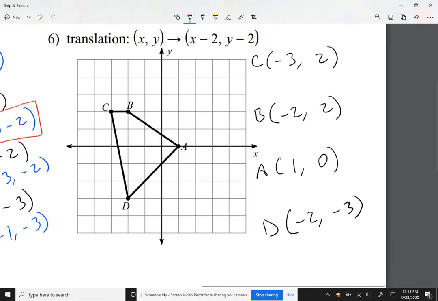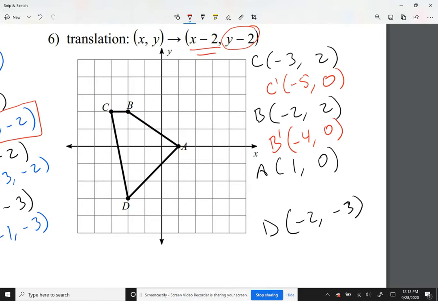And here it says x minus 2, so I'm going to subtract 2 from x. If I look at C prime, just looking at the x value, negative 3 minus 2 gives me negative 5. To get the y value, it says y minus 2, so 2 minus 2 gives me 0. If I want to know the coordinates of B prime, subtract 2 from x, that gives me negative 4. Subtract 2 from y, that gives me 0.